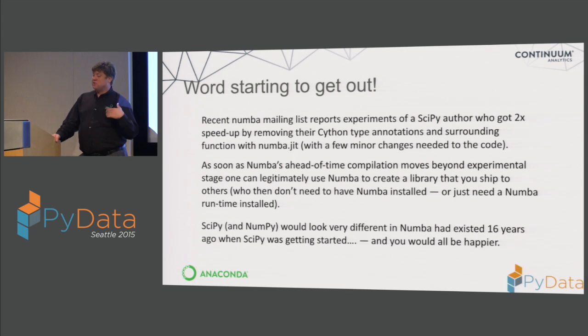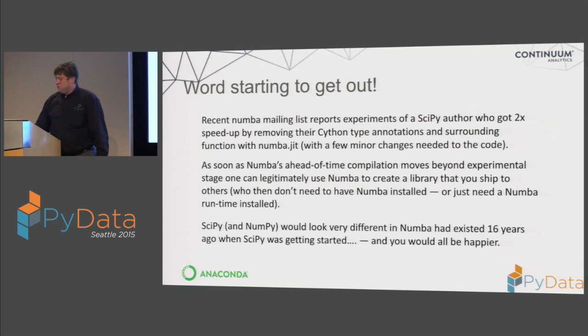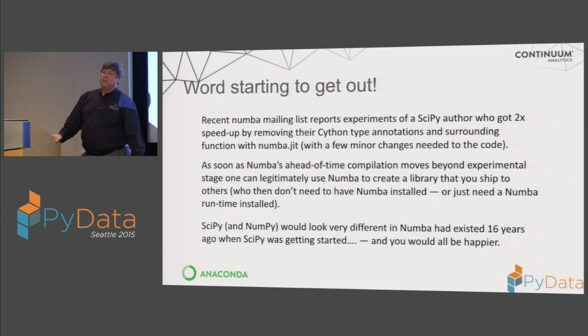So what that means to me is, as soon as Numba's ahead of time compilation, where you can actually use Numba to generate a shared object you can then ship to somebody else, moves beyond the experimental stage, you can legitimately use Numba to create a library, which then doesn't require Numba for the person you're giving it to. Maybe it might require a Numba runtime, right? I'm not going to claim that it might not, but it will basically require a smaller install. So SciPy and NumPy would look very different. Both SciPy and NumPy actually would look a lot different.